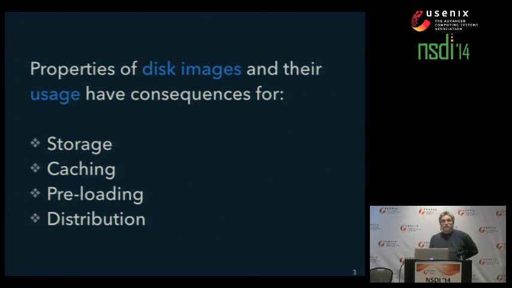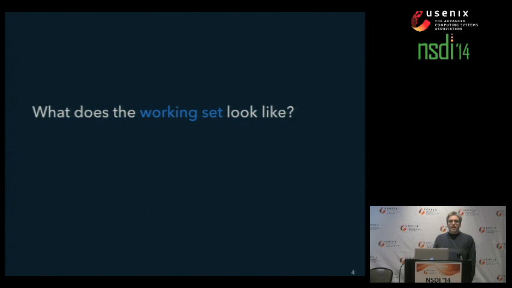It also can consume a lot of resources in the data center, such as storage, network bandwidth, etc. So the properties of disk images and their usage have consequences for the way that we store these images, for whether or not we can cache them in different levels of the storage hierarchy, whether it makes sense to preload them in anticipation of future requests, and also their distribution over the network. In this study, we look at a number of questions that help us understand disk imaging better. I'm going to talk about 3 of them in the talk today. There are more of them in the paper.